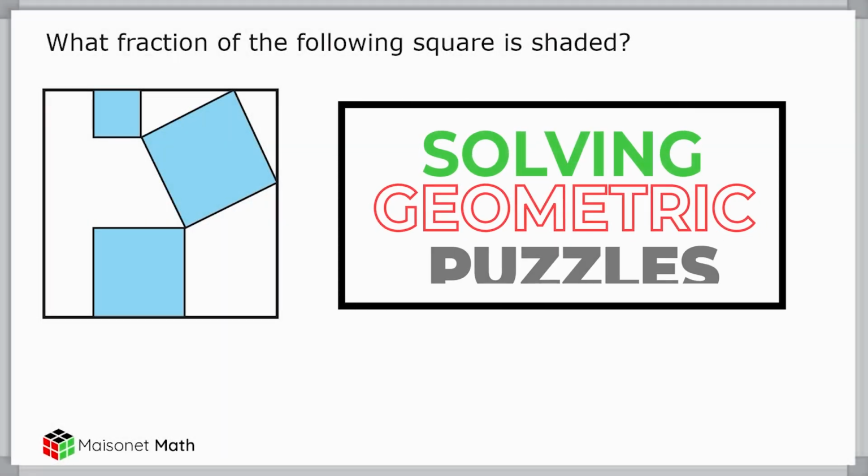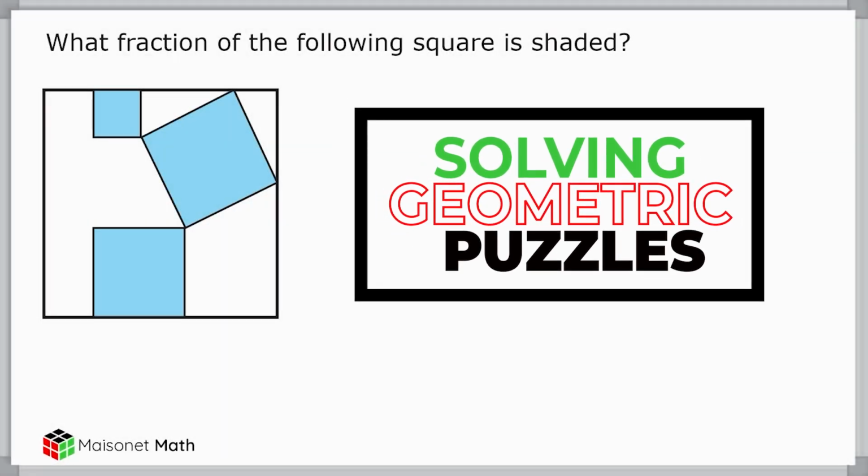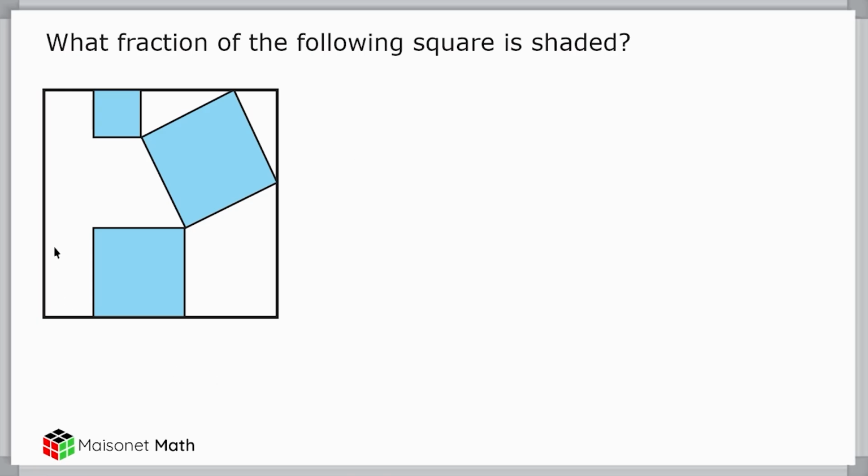Hey, this is Mr. Masonette, and what we're going to do in this very interesting problem is try to figure out what fraction of this larger square here is shaded by these smaller blue squares. All right, the first thing that we're going to do is add a diagonal across the length of the square here.